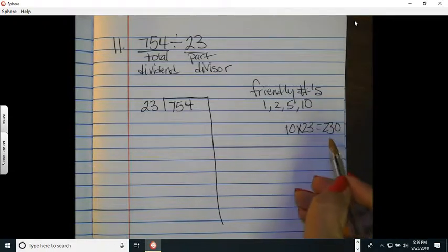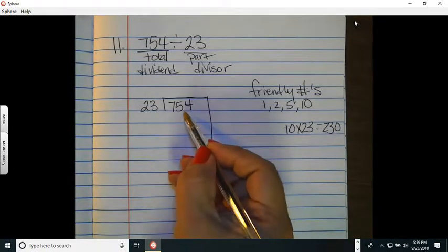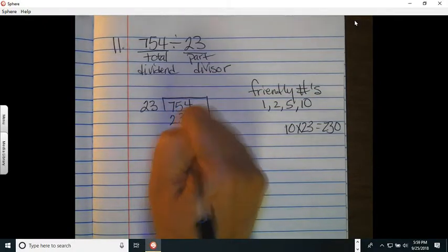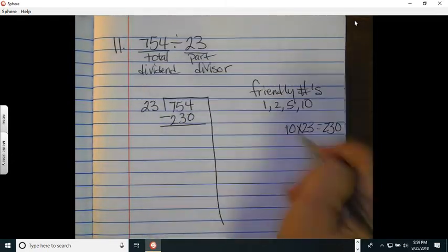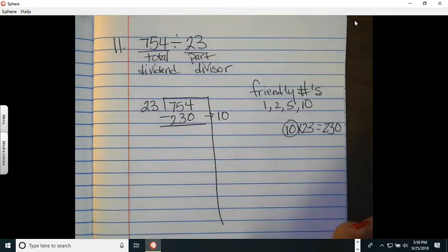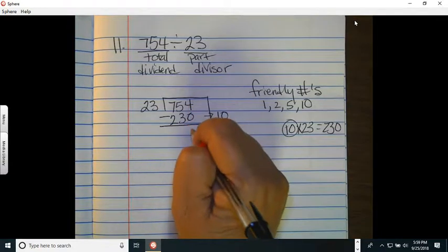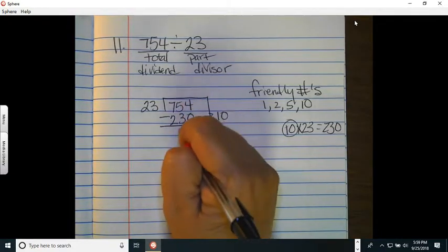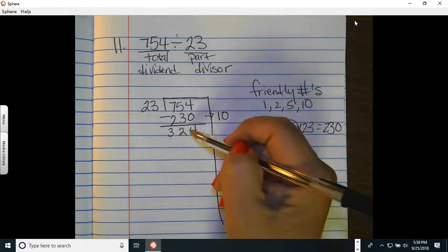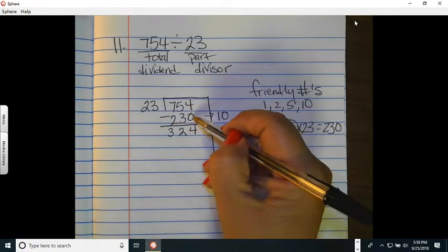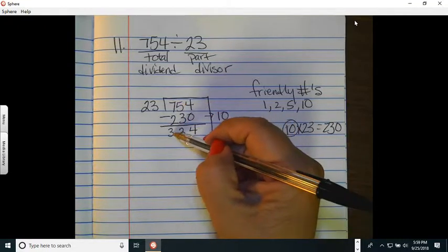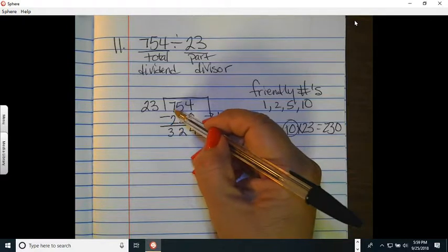Can I take 230 out of 754? Yes. So I'm going to place this product here, 230, take the difference. I'm placing my 10 here, right where I wrote the product. 4 minus 0 is 4. 5 minus 3 is 2. 7 minus 2 equals 3. Check my math. 4 plus 0 is 4. 2 plus 3 is 5. 3 plus 2 equals 7.